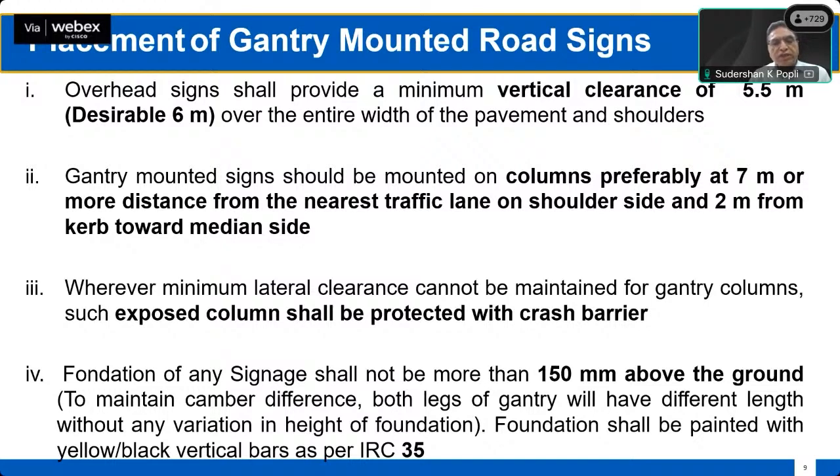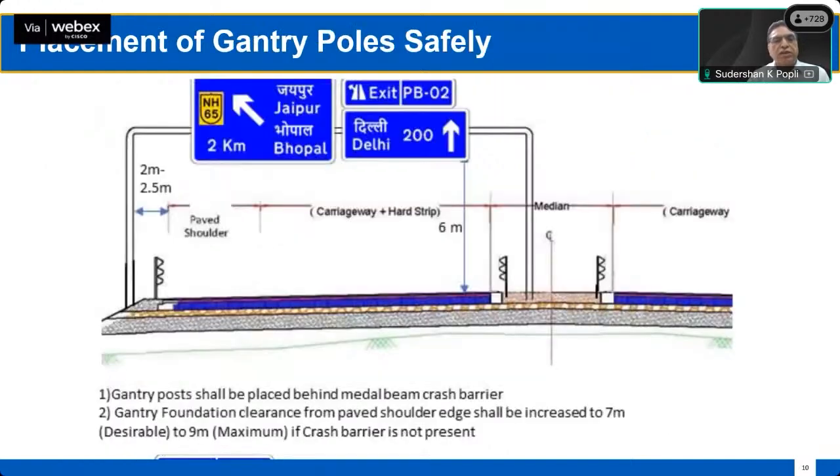And whatever foundation has been placed should be yellow and black. The vertical bar should be marked as per IRC 35. As you can see in this case, the gantry should be away from the shoulder, because whatever the shoulder, earthen shoulder or gravel shoulder, it is for the road user. Whenever a vehicle goes onto the earthen shoulder, or damages the crash barrier, it should not immediately hit the gantry post. It should be away from that.